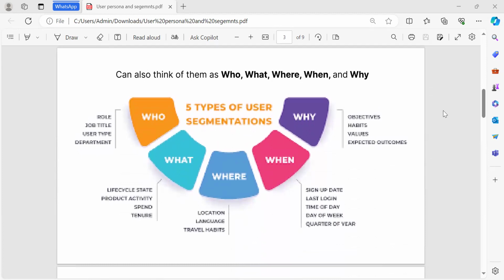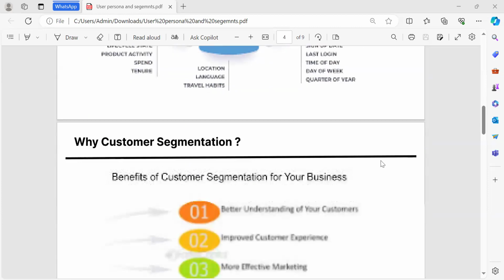There is one more approach to customer segmentation: who, what, where, when, and why. These resemble the previous slide in a similar way. We define who the customers are, what they are looking for, where they are from, when they are doing the activities, and exactly why they are doing those activities. What are the needs and goals of the users because of which they perform those activities? So we can divide the user segments based on this kind of framework also.